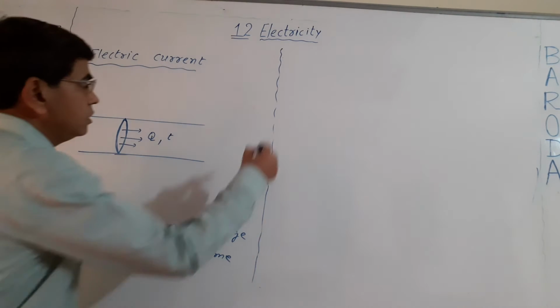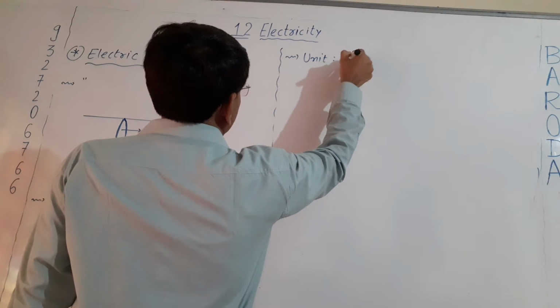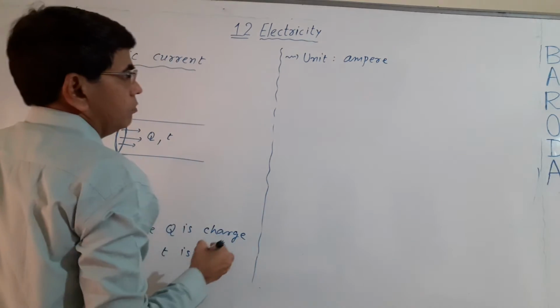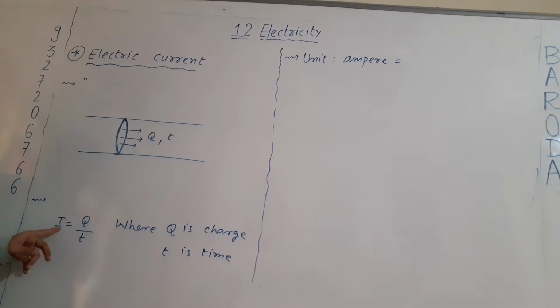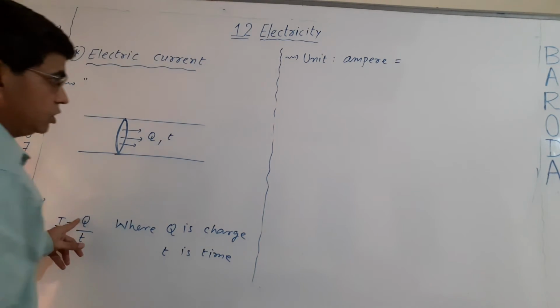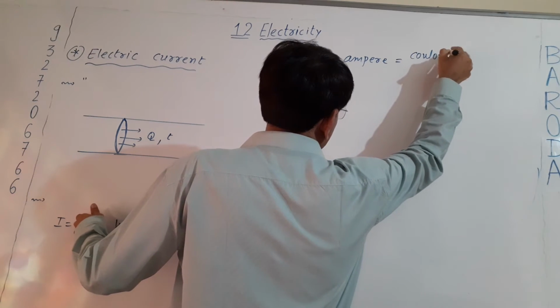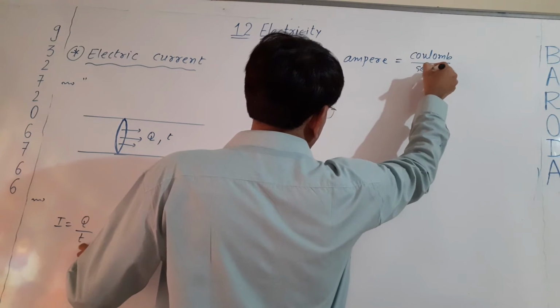What is the unit of electric current? The unit of electric current is ampere. Ampere equals the unit of electric charge Q, that is coulomb, and the unit of time is second.